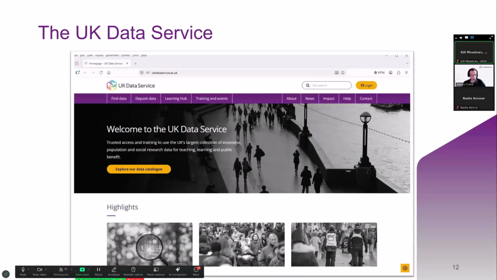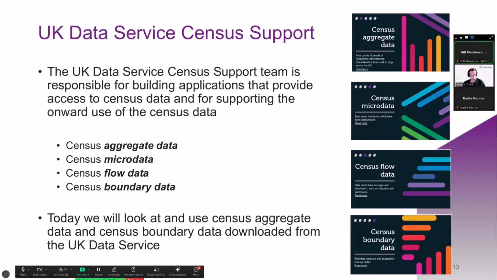And so the UK Data Service is the UK's largest collection of economic, population, and social research data for teaching, learning, and public benefit. The point of the UK Data Service is to provide access to the data and training about using that data. The UK Data Service covers a lot of different types of data, one of which is census data. Within the UK Data Service is a specific team called UK Data Service Census Support, and we specifically provide support to the census.